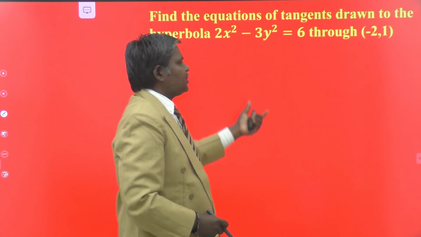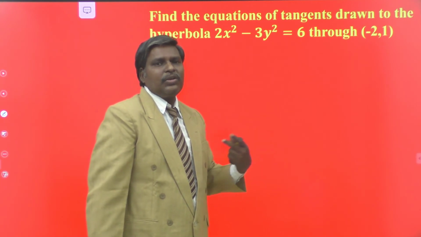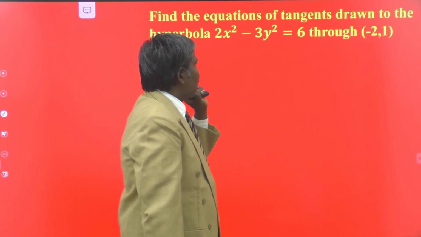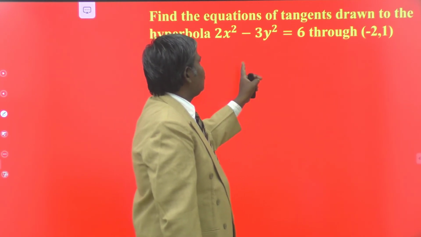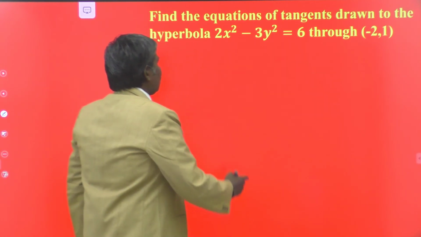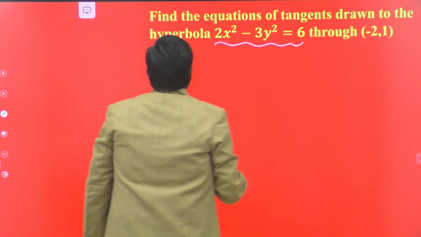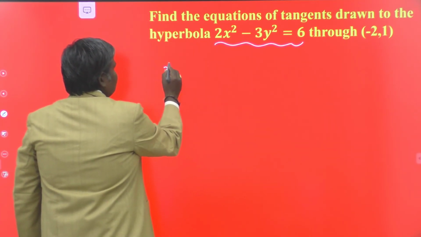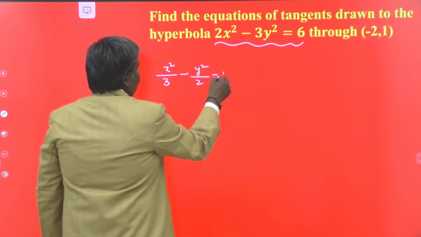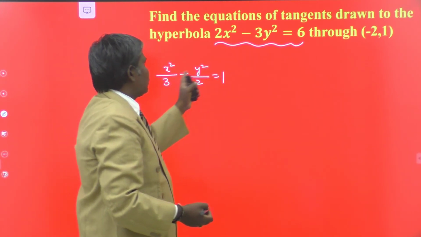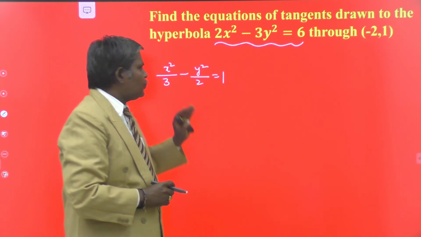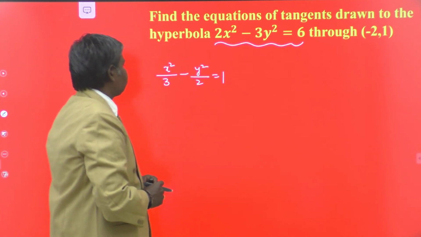Find S11; that is greater than 0, so your point is outside. Then you can draw two tangents through that point to the hyperbola. They are asking for the equations of tangents to this hyperbola through the point (−2, 1). First of all, we write the equation in standard form. By dividing both sides by 6, we get x²/3 − y²/2 = 1. This is the hyperbola.